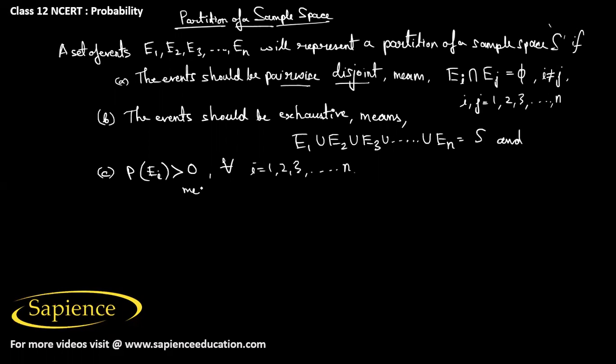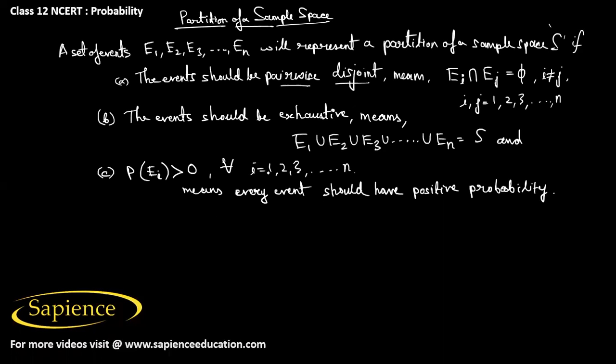It means every event, each and every event out of these n events should have non-zero probability, I mean, should have positive probability. Okay.